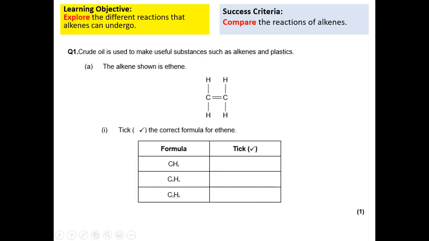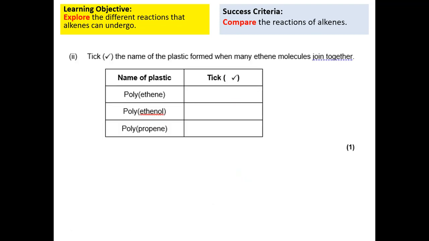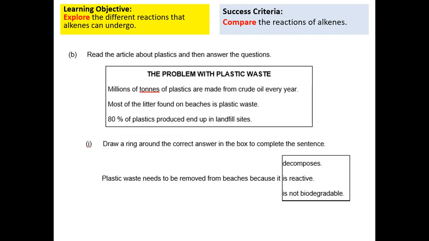Okay then, so crude oil is used to make useful substances such as alkenes and plastic. Which is the correct formula for ethene? It is the middle one, C2H4. The next one, the name of the plastic formed, so plastic being polymer, when many ethene molecules are joined together, would be polyethene, top one.